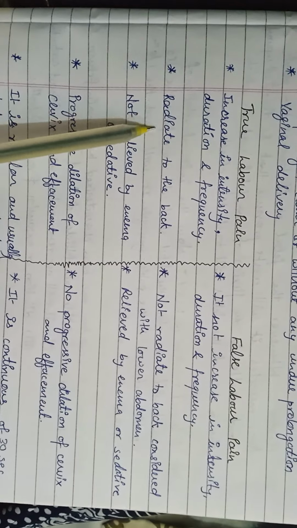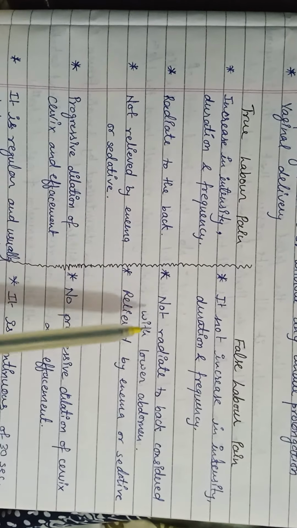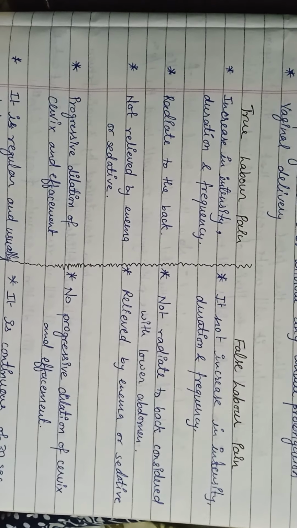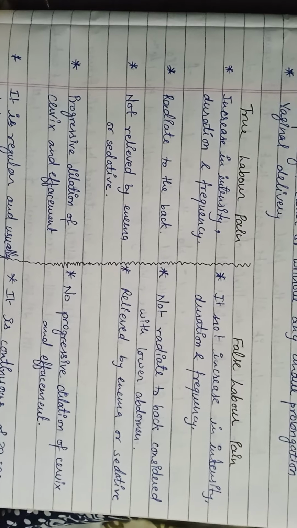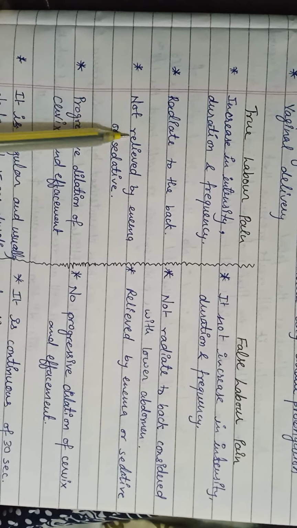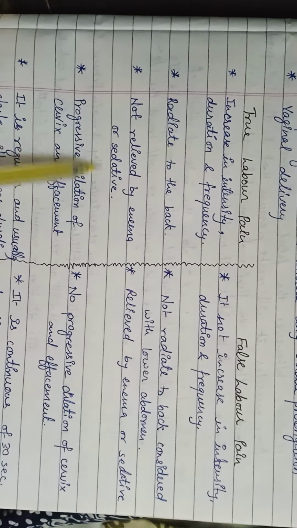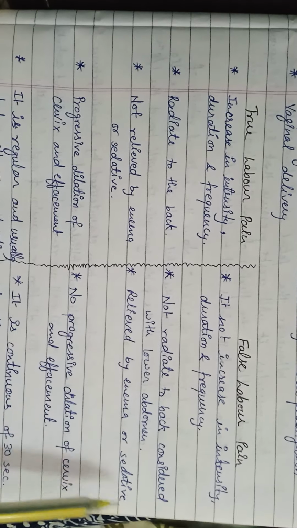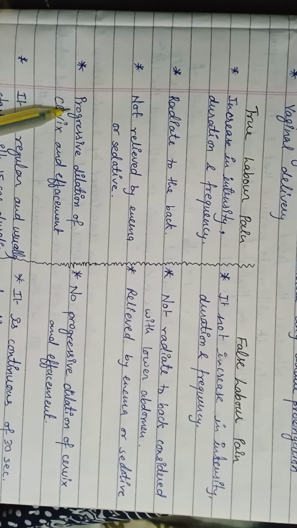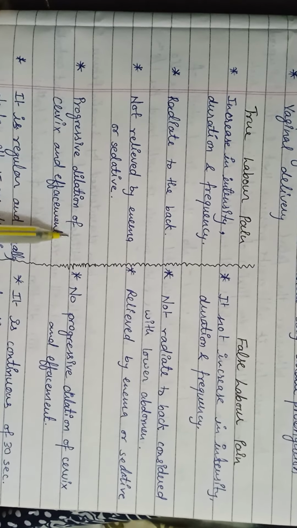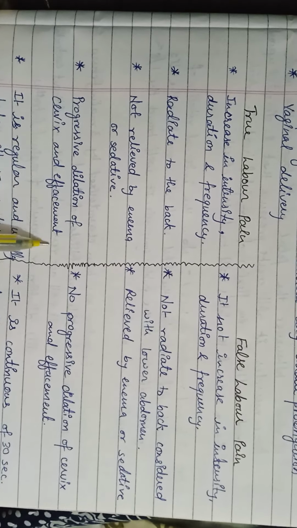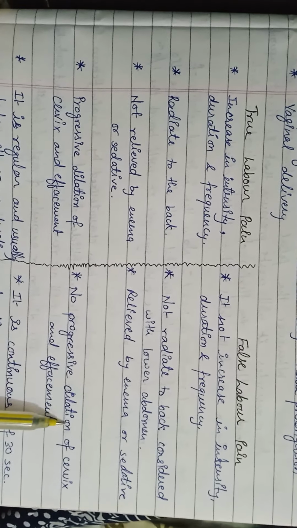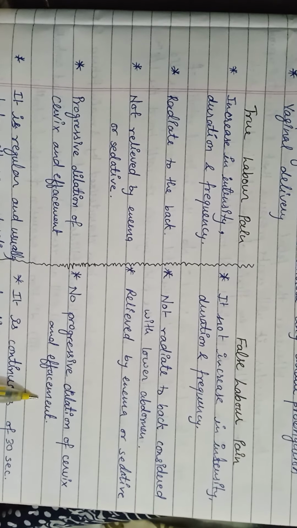True labor pain always radiates to the back, whereas false labor pain will not radiate to the back and is confined to the lower abdomen only. True labor pain cannot be relieved by enema or sedative, whereas false labor pain can be relieved by enema or sedative. True labor pain is always characterized by progressive dilatation of the cervix and effacement, whereas false labor pain is not characterized by progressive dilatation of the cervix and effacement.